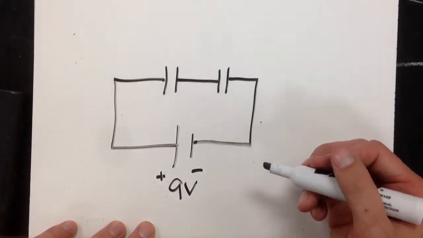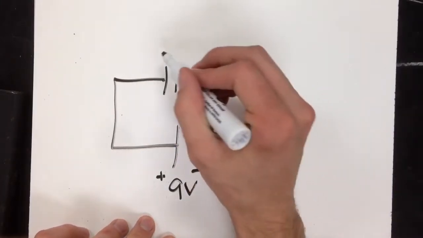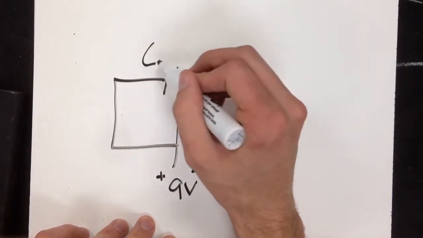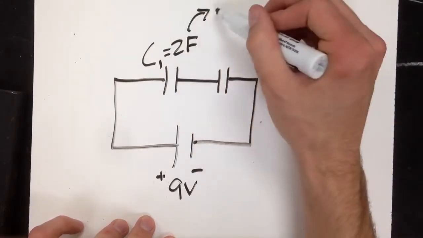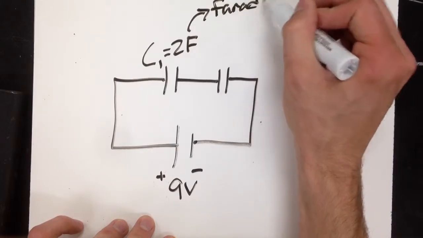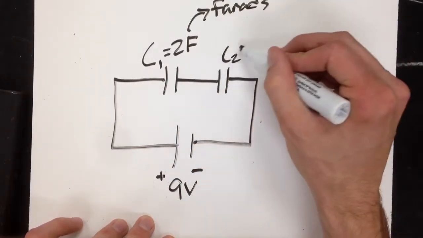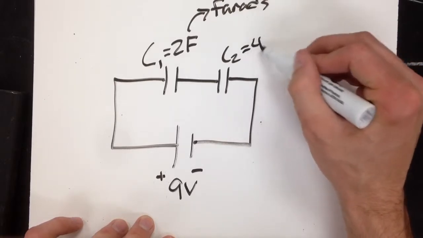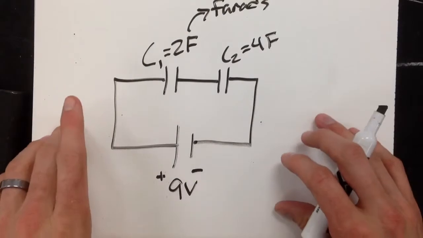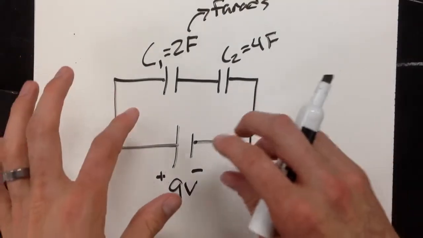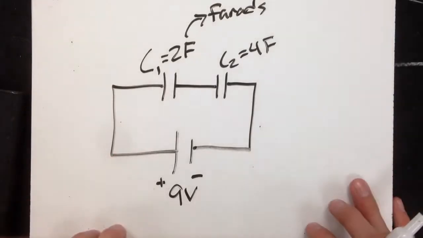Now, let's say I have a capacitor here with a capacitance of 2F, or 2 farads. This is my capacitance. Let's say this other capacitor has a capacitance of 4F. Oftentimes it's useful for us to figure out the equivalent capacitance. So here's what we're going to do.